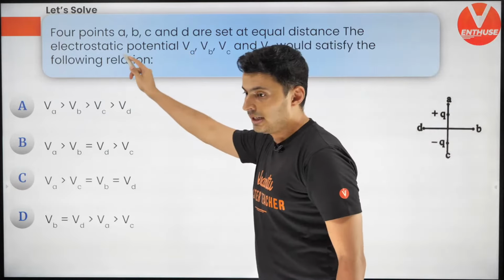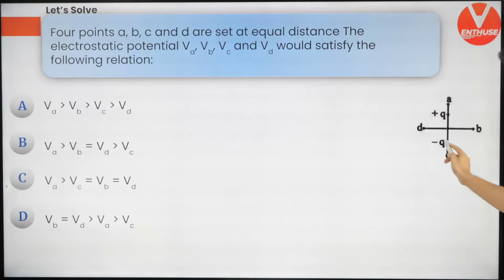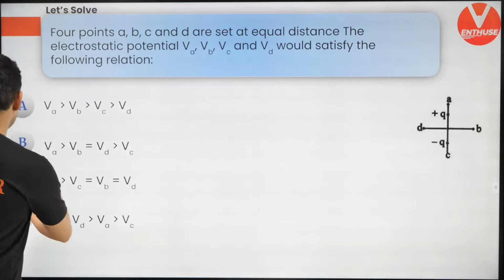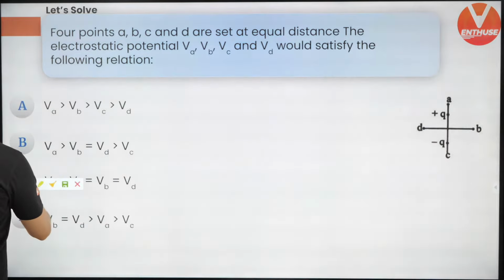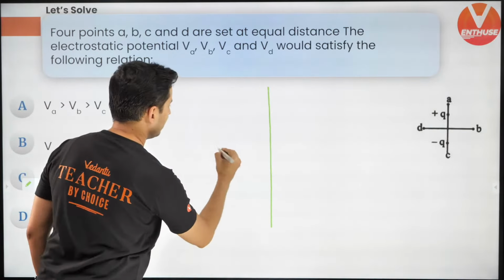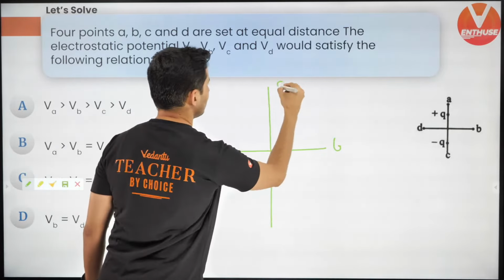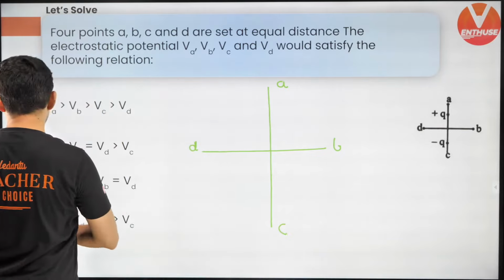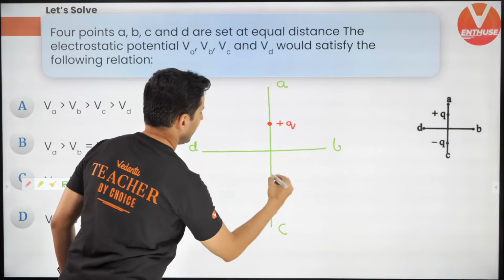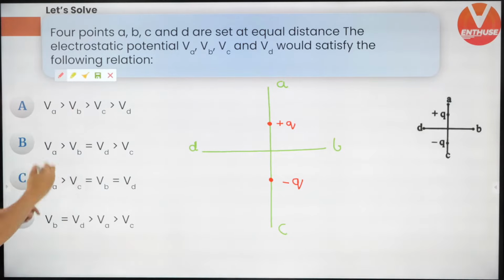You have 4 points A, B, C and D. Look at them. The charges are over here. In case the diagram is not yet clear, let me just show that diagram for all of you. So it looks something like this, guys. You have 2 perpendicular lines. This is D, this is B, this is A, this is C. And then you have 2 charges, one over here, which is plus Q, and the other one over here, which is minus Q. The question is, which of the following is true?